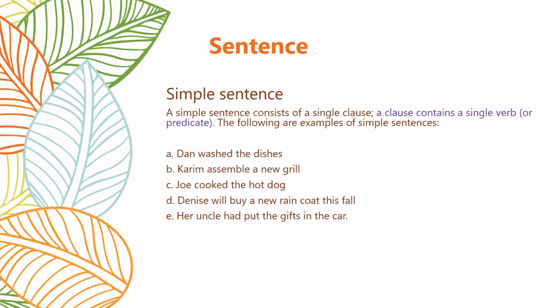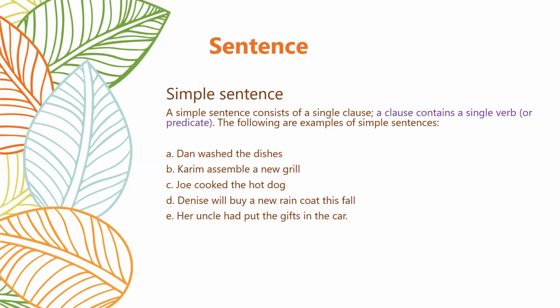Simple sentences, what is the very basic definition? A simple sentence consists of a single clause. A clause contains a single verb or predicate. So there will be a subject and the predicate. The following are examples of simple sentences. You can see, Dan washed the dishes. Karim assembled a new grill. Joe cooked the hot dog. Dennis will buy a new raincoat this fall. Her uncle had put the gifts in the car.